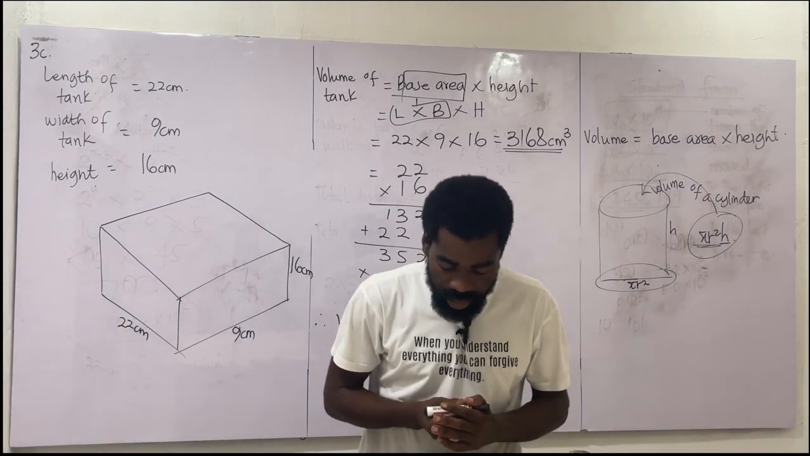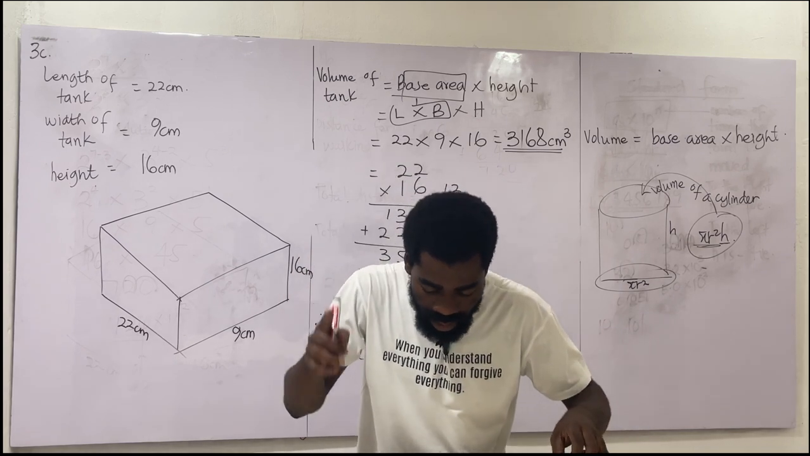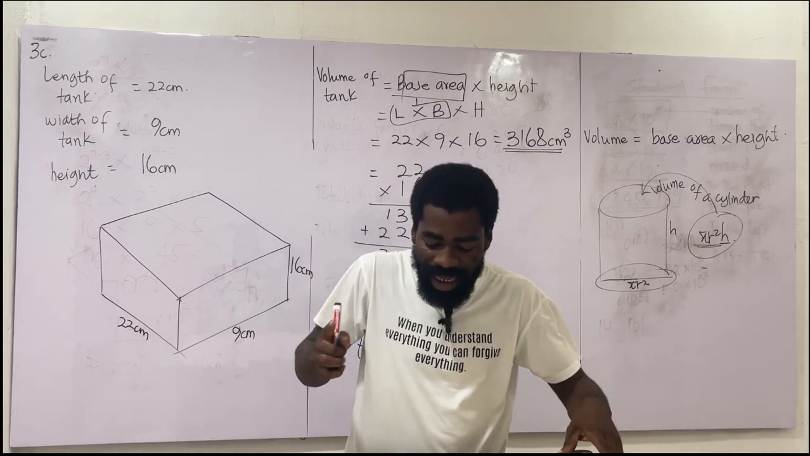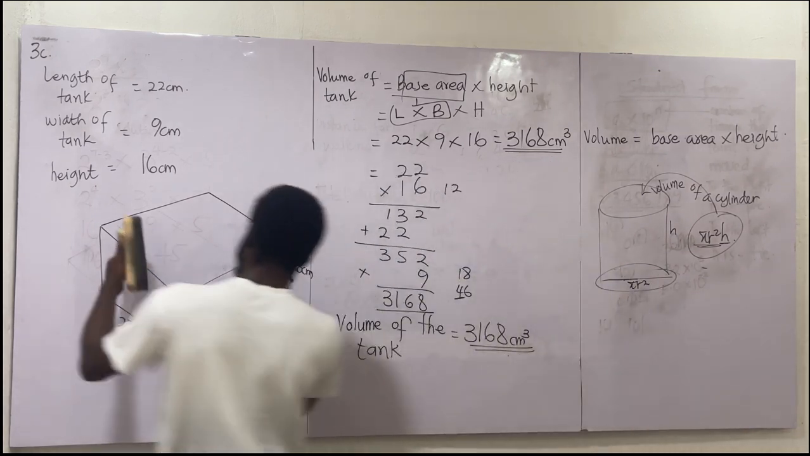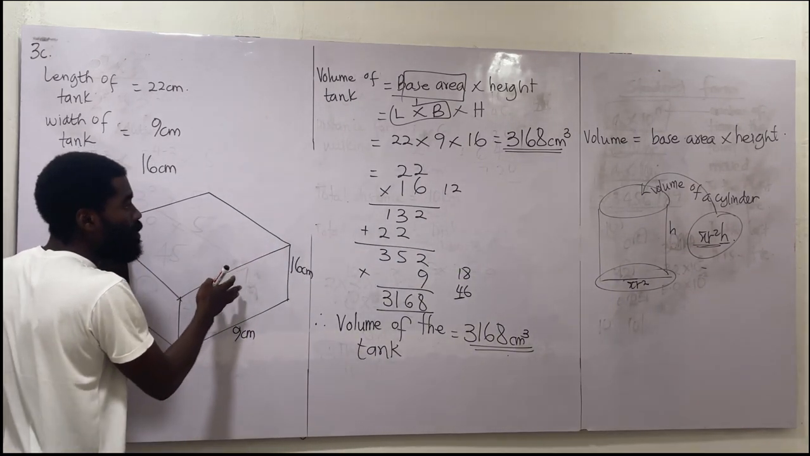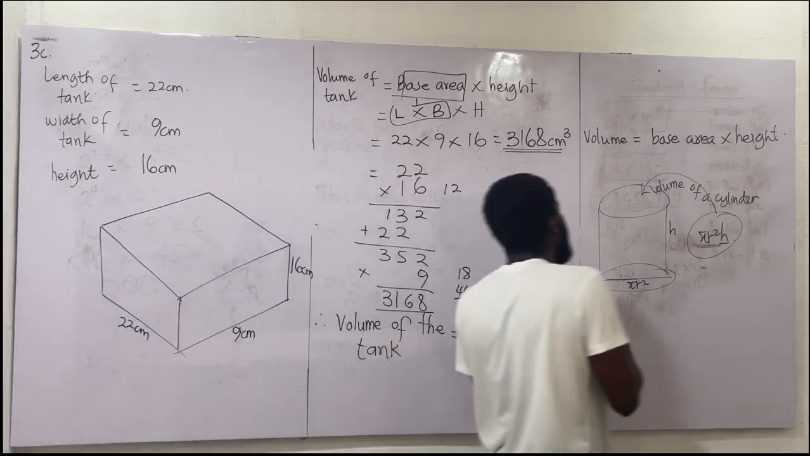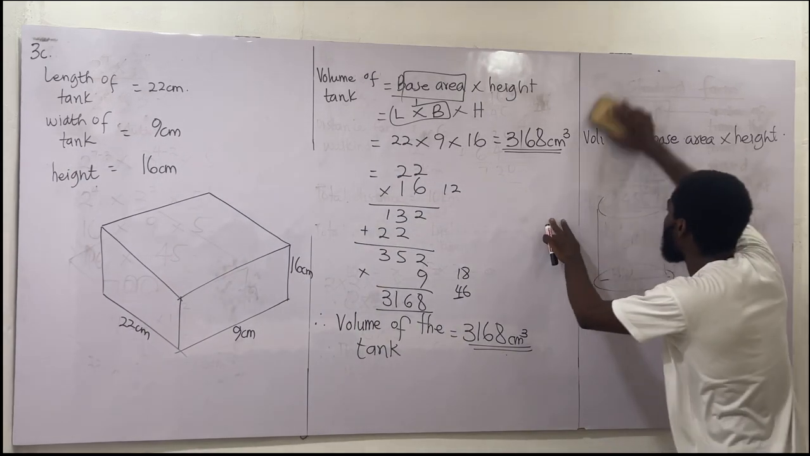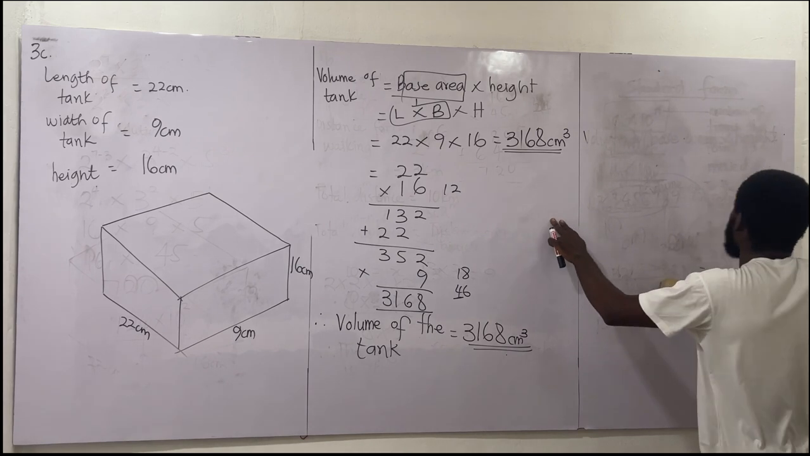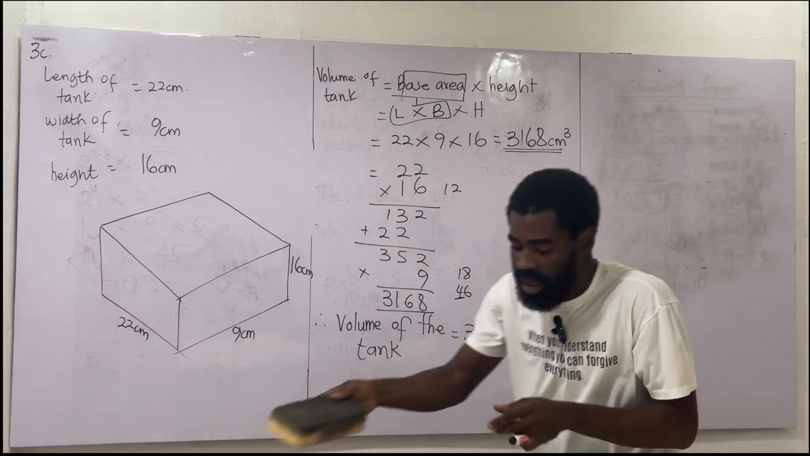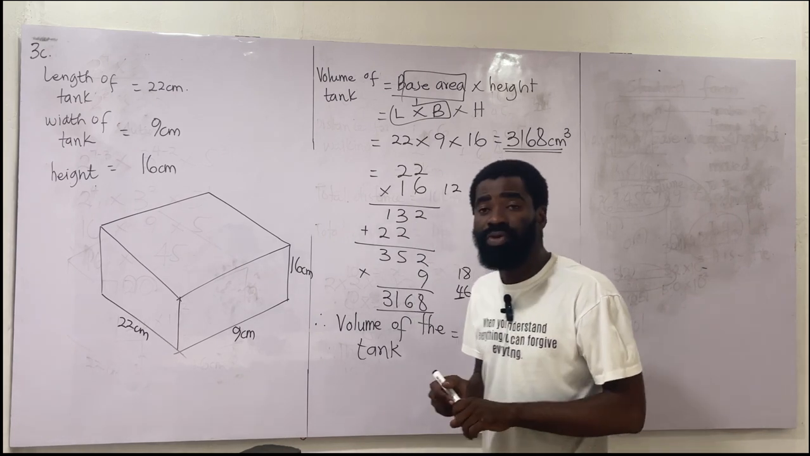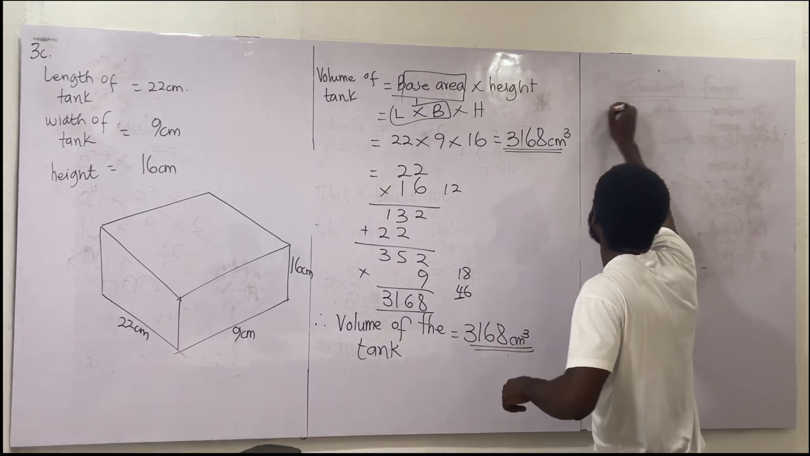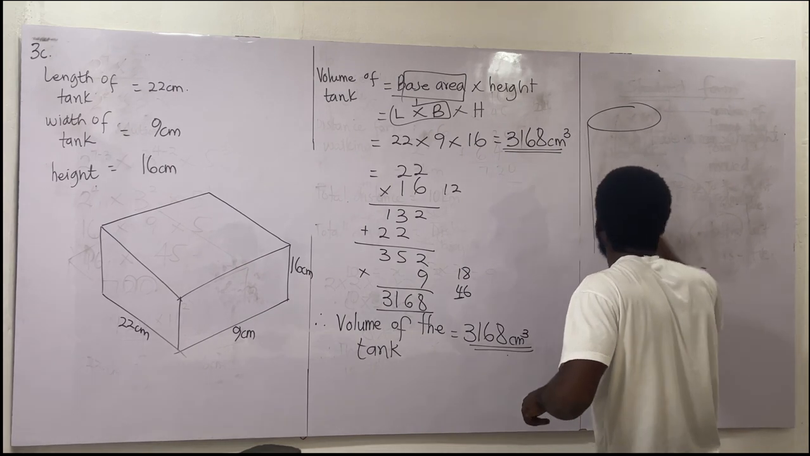Now, II. The water is poured into a cylindrical container of radius 6 cm. Now, we pour this water from the rectangular tank into a cylinder of radius 6 cm. Let's try and sketch this. And we are told to find the depth of water in the cylindrical container. So I have a cylindrical container here.